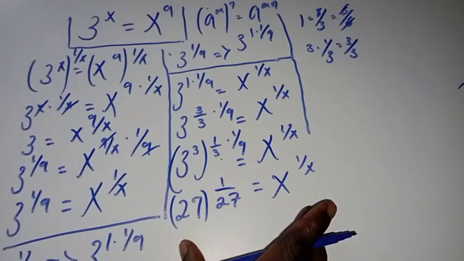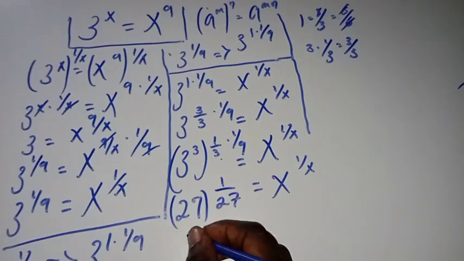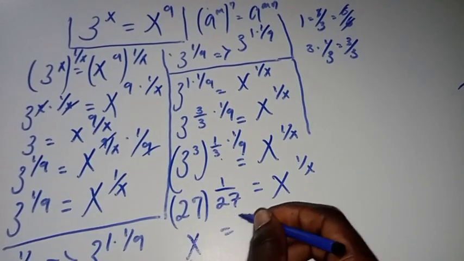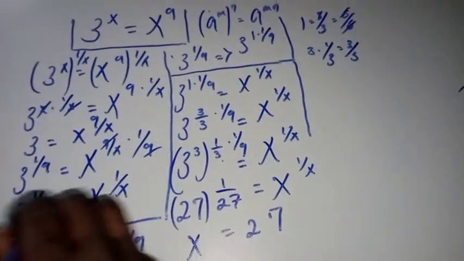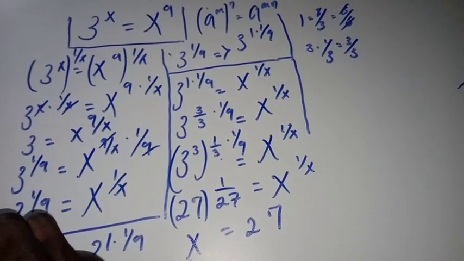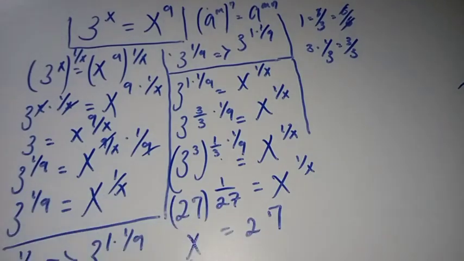Now since the expression on the left hand side and the right hand side are the same, you can say your x is equal to 27. You can see your x is equal to 27.